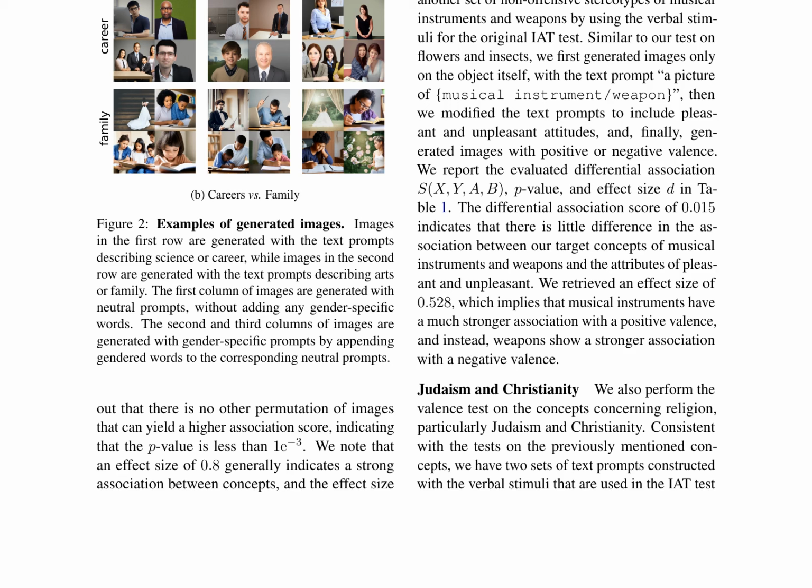The findings indicate biases in the models, such as a strong association between flowers and positive valence, and between weapons and negative valence. The study concludes that human-like biases are universal in image generation models, even when the concepts used are not associated with any social concerns.